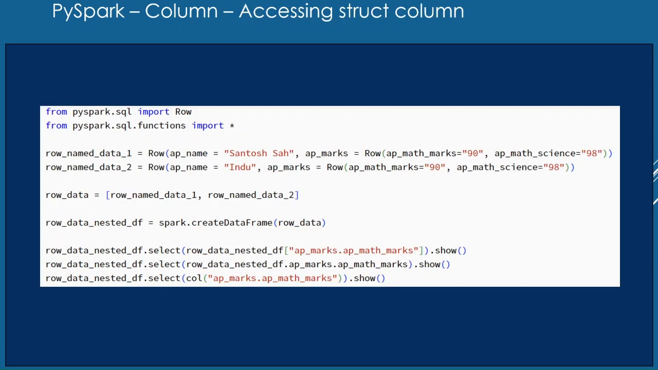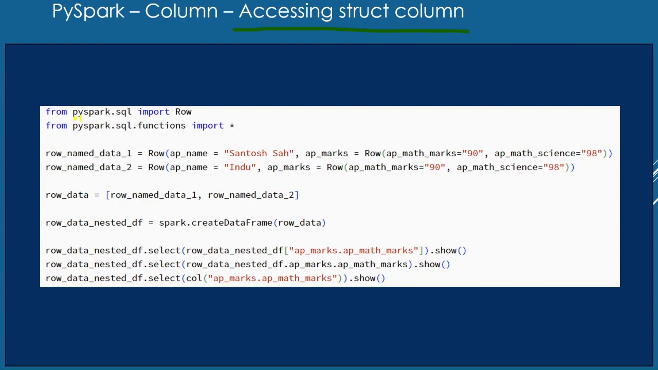In the previous exercise, we saw how we can select a column. In this exercise, we are going to see how to select a column of a struct type, and we can also see how we can select a column of a struct type column.